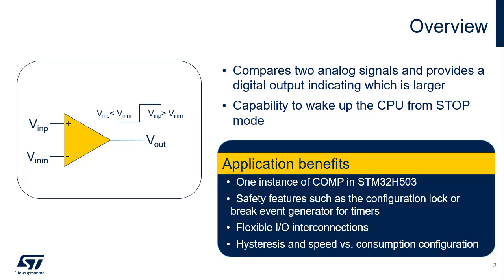The comparator can be used to wake up devices from sleep and stop modes. Note, this is not possible when the internal reference voltage is switched off. Applications can benefit from the flexible configuration of comparator properties, which can be logged for safety reasons. Another safety feature of the comparator is its ability to generate a break signal for timers, allowing to safely stop the generation of PWM driving signals.